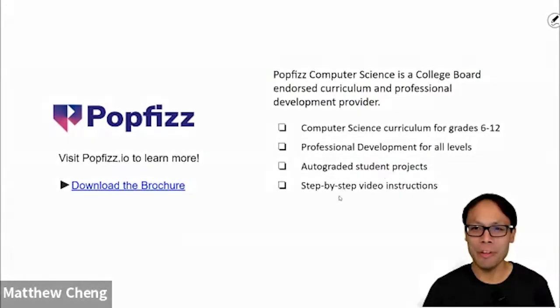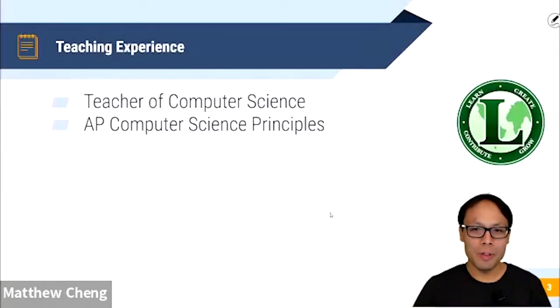All right. Hi, everybody. My name is Matthew Chang. I'm a teacher of computer science at Livingston High School out here in Livingston, New Jersey, and I teach AP Computer Science Principles. I think this year I have about 6 sections. Last year, I think I had 7 sections or so.